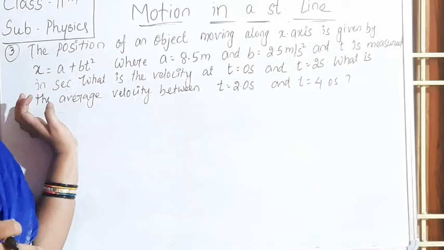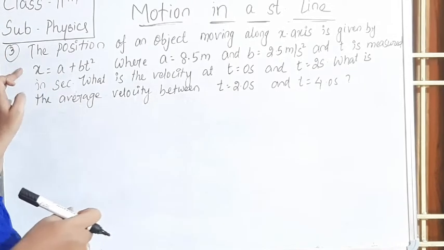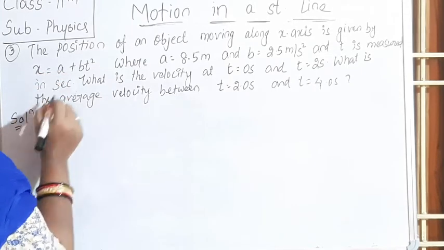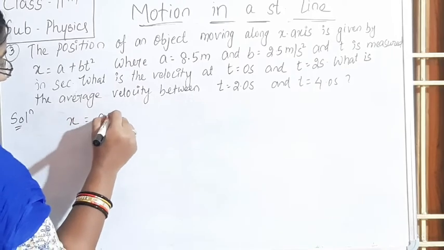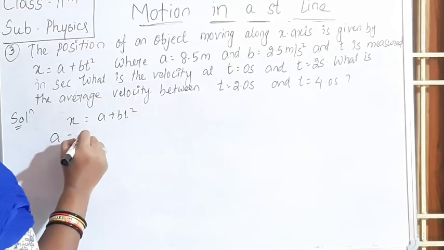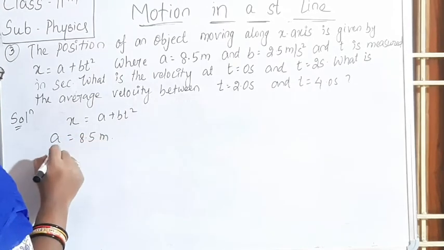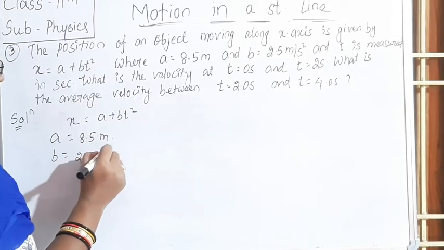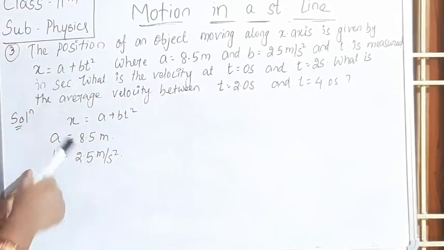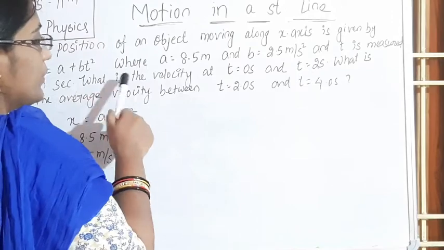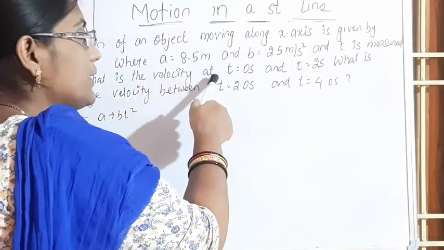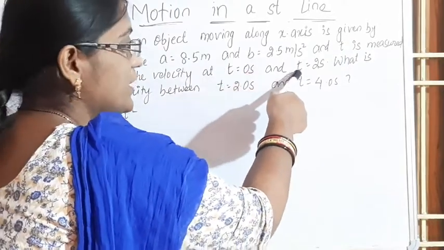So here is the third question. In this question, the distance is given, that is x is equal to a plus b t square, and the constant term a is given as 8.5 meter and b is given as 2.5 meter per second square. Here t is measured in seconds, that is time, and the velocity is asked, or we can say the instantaneous velocity is asked at time t is equal to 0 second and time t is equal to 2 second.